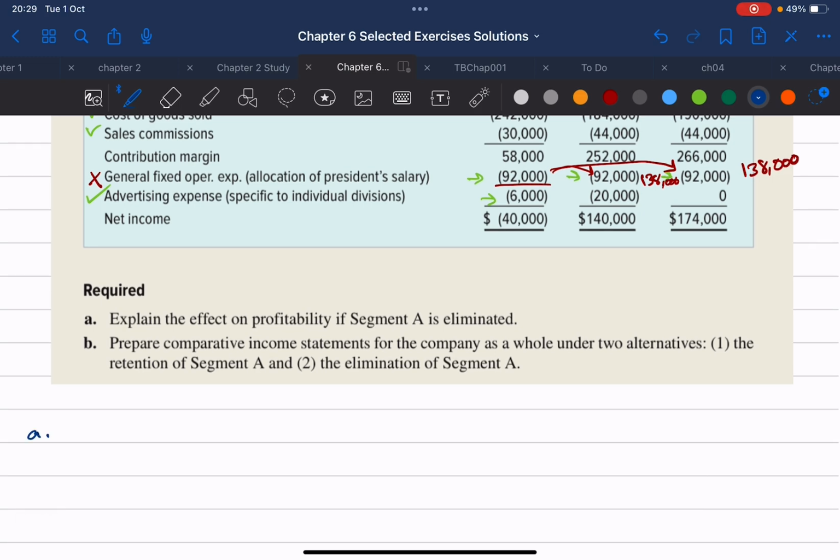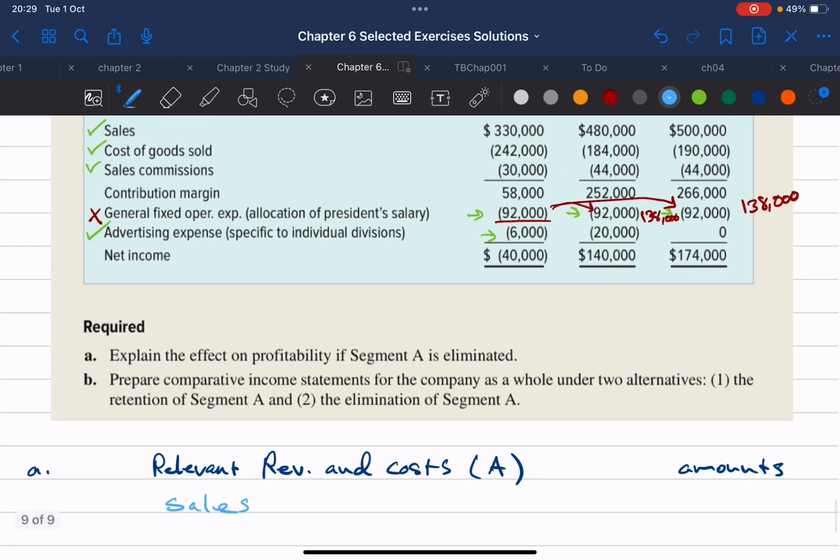and record all of our data. Here, we're going to determine the relevant revenues and costs. And here, we're going to list the amounts. Relevant revenues and costs for segment A, of course. Just put A in between brackets. First, the sales figure. Sales, 330,000.